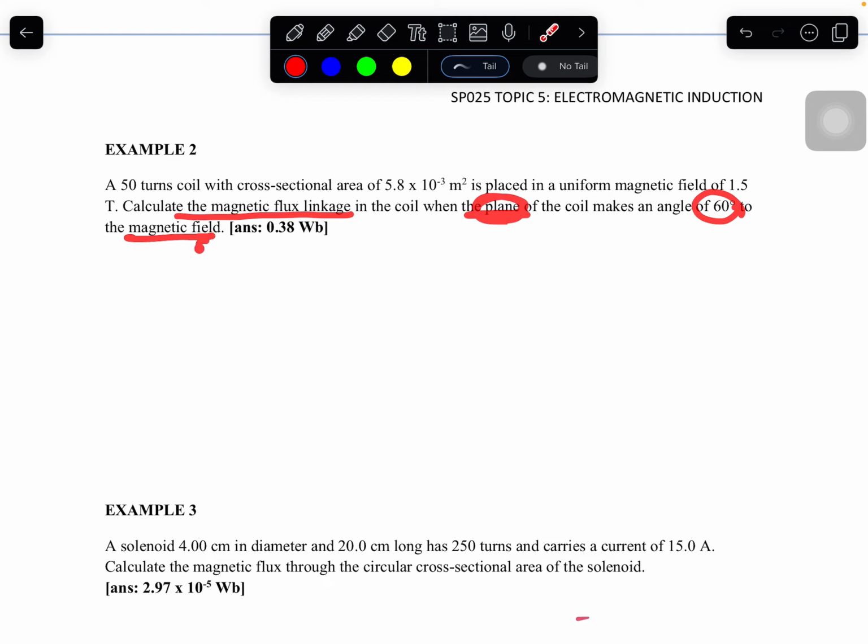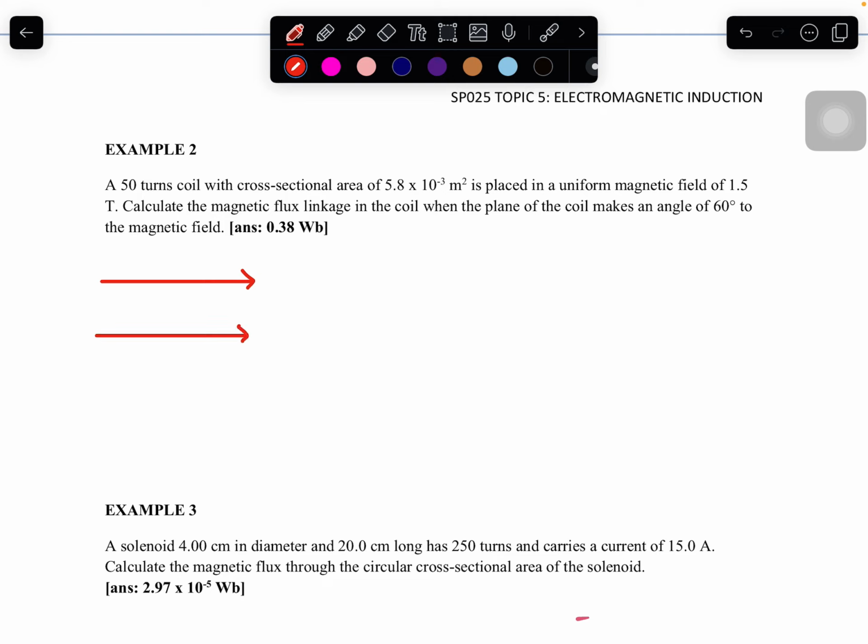Again, the 60 degree is the plane of the coil. Okay, if we draw, this is the magnetic field to the right. Its plane is this, our plane of the coil. The plane is at 60 degree. Meaning that the angle between the area and the magnetic field is 30 degree. In this case we want to find magnetic flux linkage.